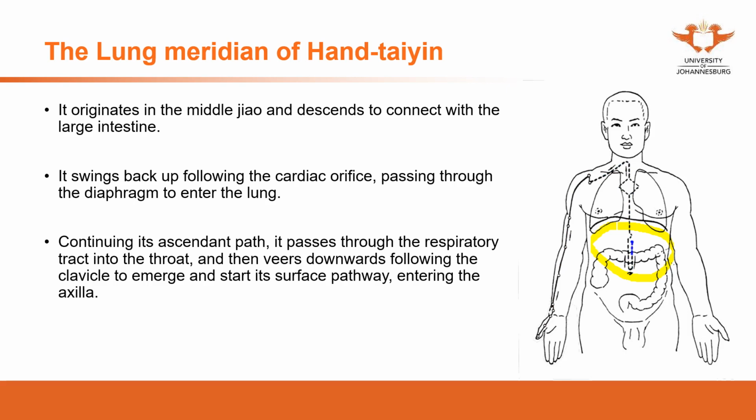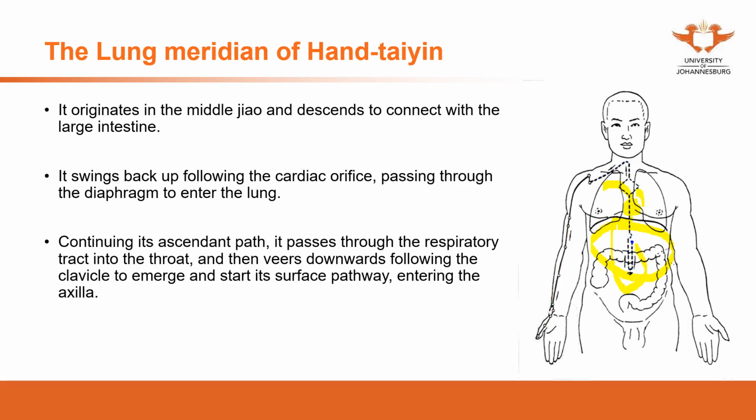So the lung meridian originates from the middle jiao, and it descends to connect with the large intestine. It goes down first to connect with the large intestine, and then moves all the way up to the cardiac orifice. So it links to the heart, passing through the diaphragm and entering the lung. So it travels in the lung.